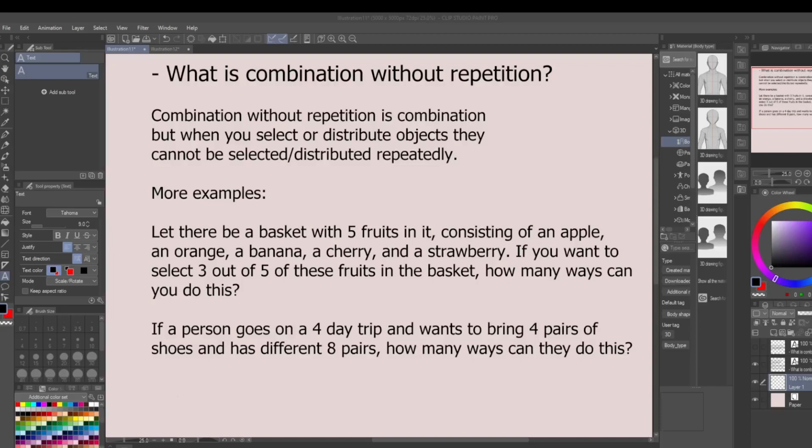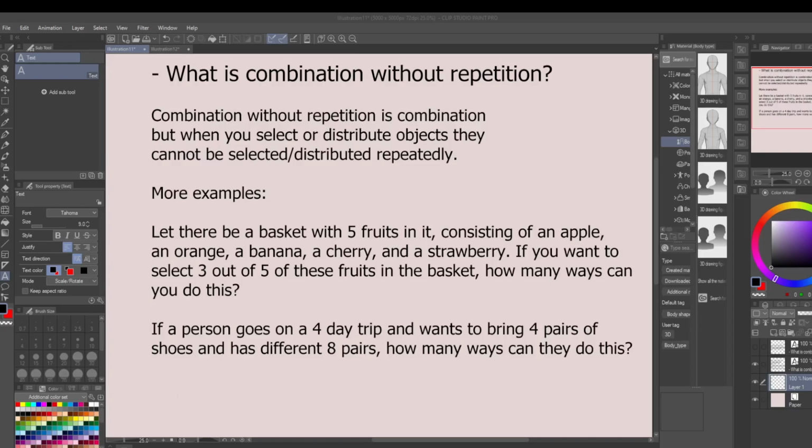Okay, so here are some more examples. Let there be a basket with five fruits in it, consisting of an apple, an orange, a banana, a cherry, and a strawberry. If you want to select three out of these five fruits in the basket, how many ways can you do this? We can identify that this is combination because there is no order needed, and we know that this is without repetition because there's only one of each fruit and you cannot repeat it.